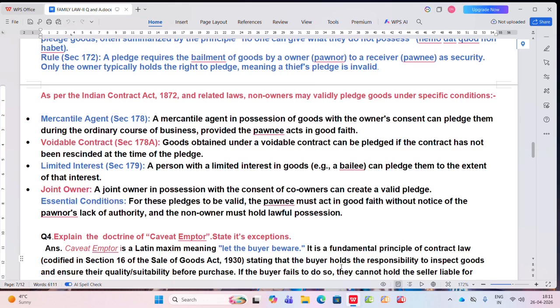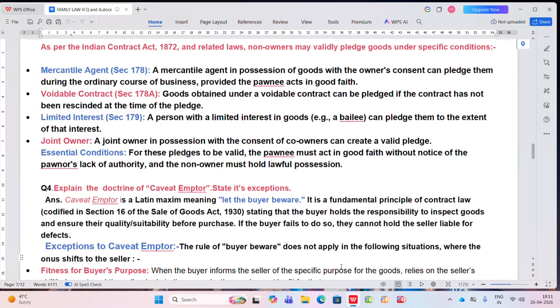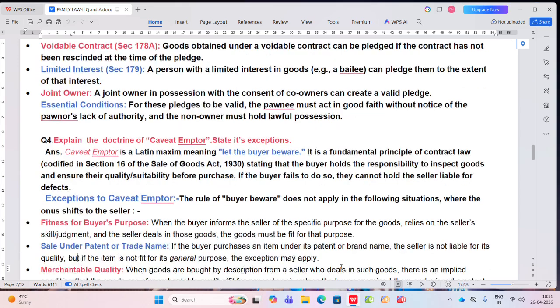stating that the buyer holds the responsibility to inspect goods and ensure their quality and suitability before purchase. It is the duty of the buyer to inspect goods and ensure their quality and suitability before purchase. If the buyer fails to do so, they cannot hold the seller liable for defects. Exceptions to caveat emptor. The rule of buyer beware does not apply in the following situations, where the onus shifts to the seller. Responsibility goes to the seller.